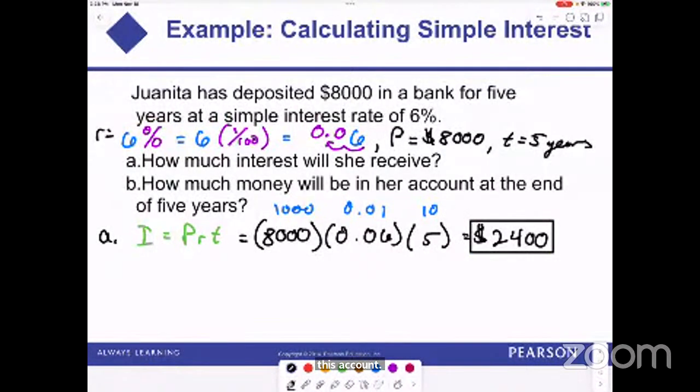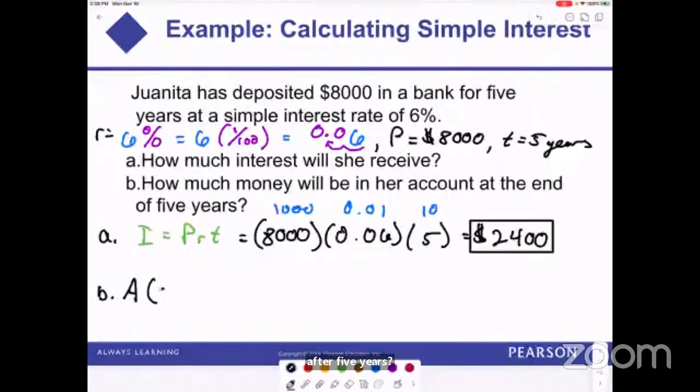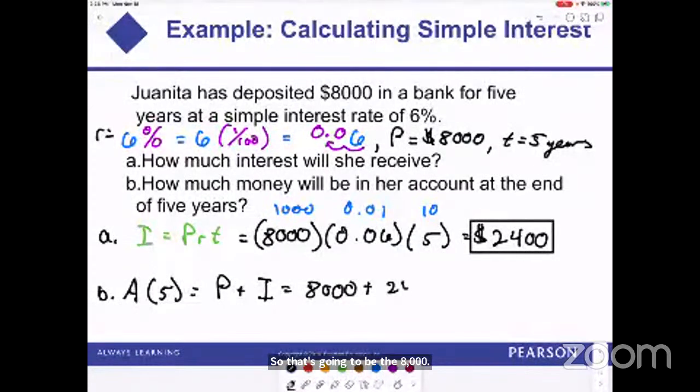And then how much money is going to be in her account after 5 years? So the amount after 5 years is going to be her starting amount plus the interest earned. So that's going to be the 8,000 plus the 2,400 to give her 10,400.